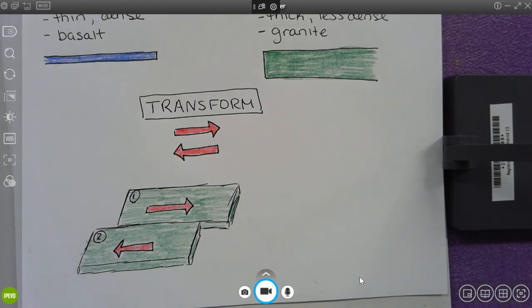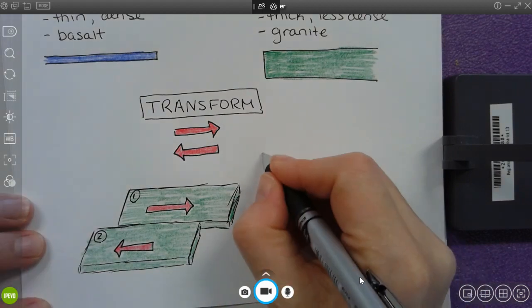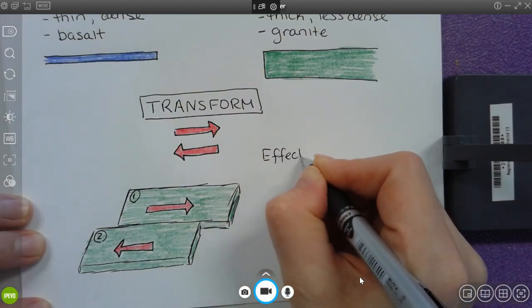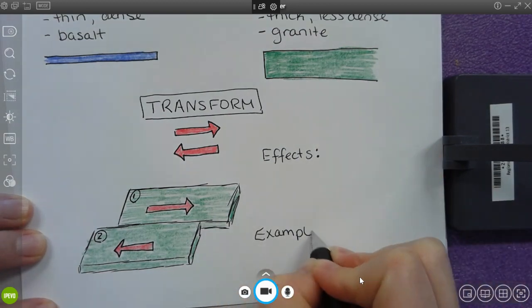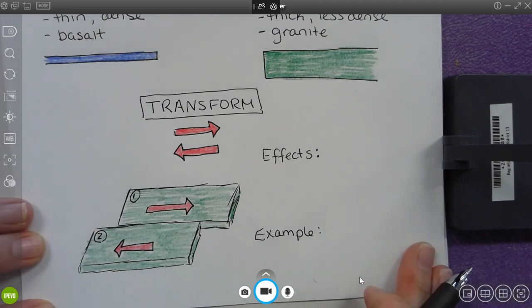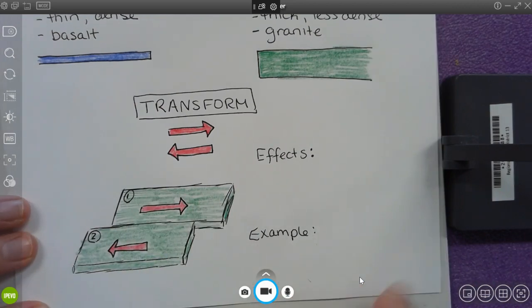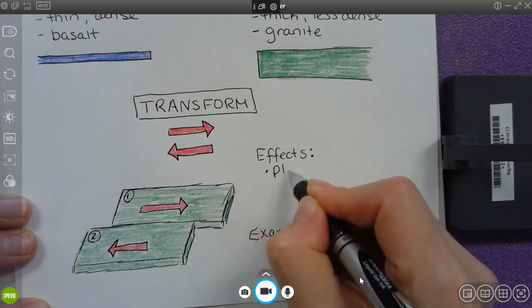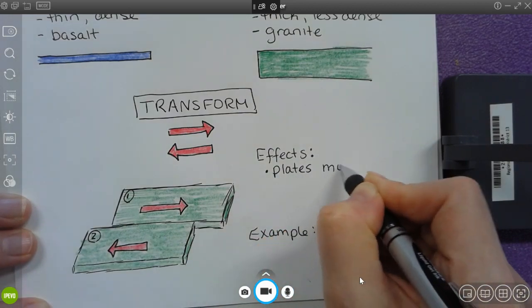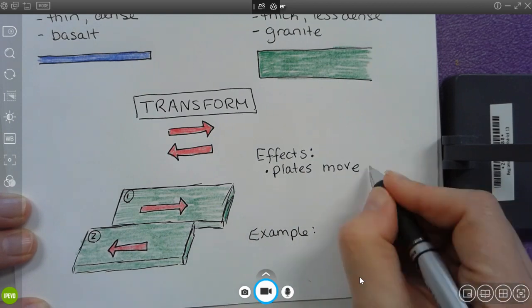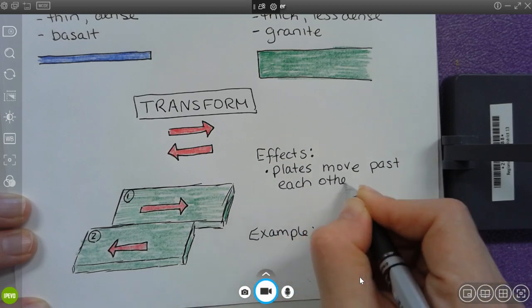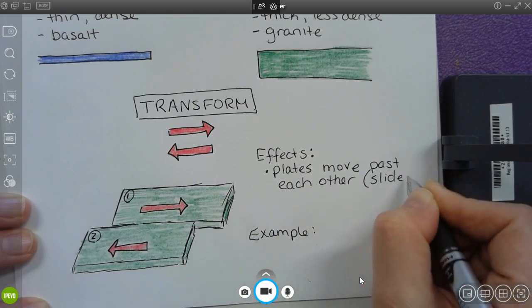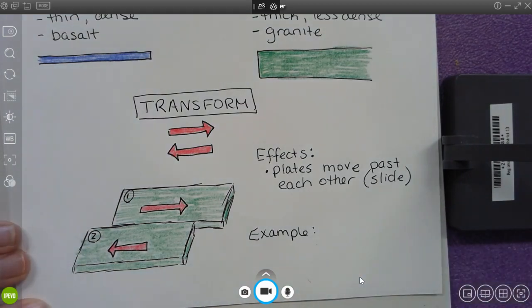So now for each type of boundary, I'm also going to tell you what the effects are and at least one example. Okay, so the effect of a transform boundary is that we have plates move past each other, as though they're sliding past each other in opposite directions.